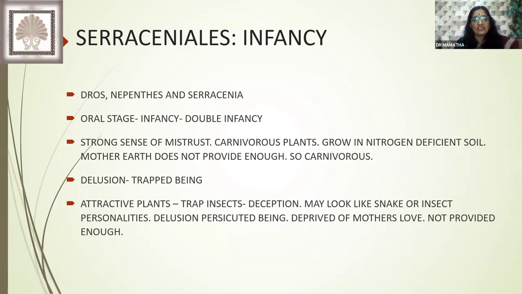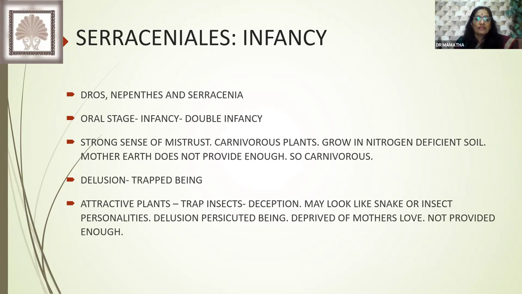Strong sense of mistrust. These plants are carnivorous plants in this family and grow in nitrogen deficient soil. Mother Earth does not provide enough. So they become carnivorous. They are very attractive plants. They trap insects through their attractive colors and shapes, and through deception. So they will close and they trap the insect. So they may look like snakes or insects personalities.